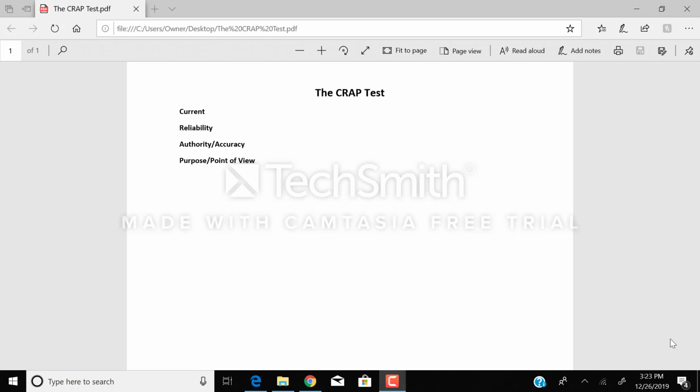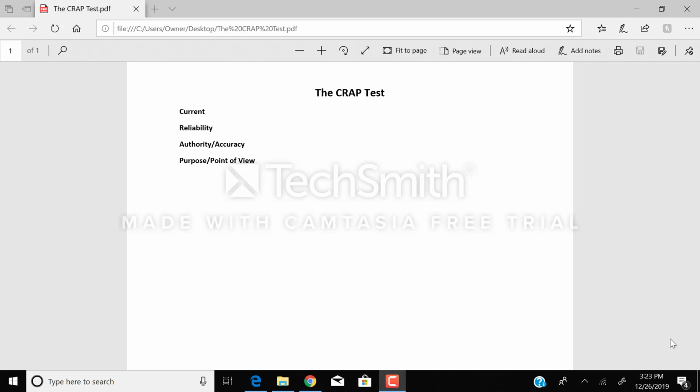All right. Next is reliability. Is the resource mostly opinion? Is it balanced? Do you sense any kind of prejudice there? Are there citations available that you can look at? And can you verify the information that you find?